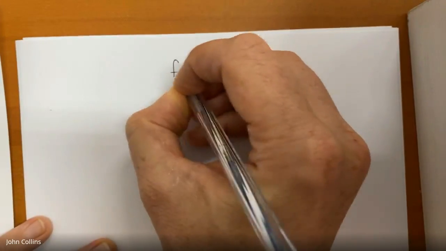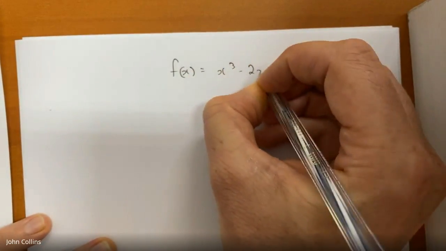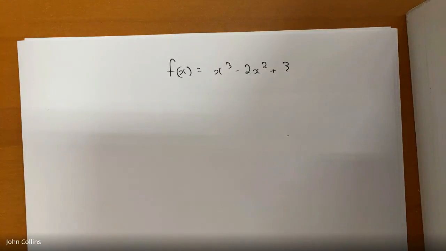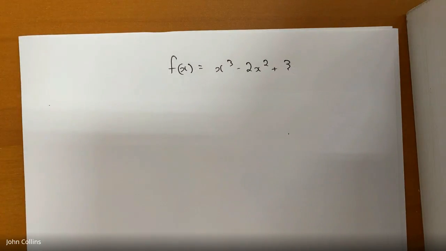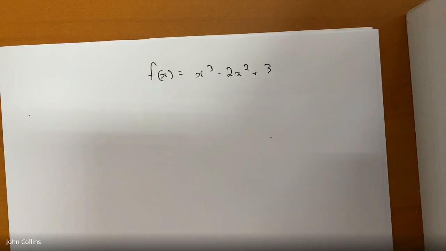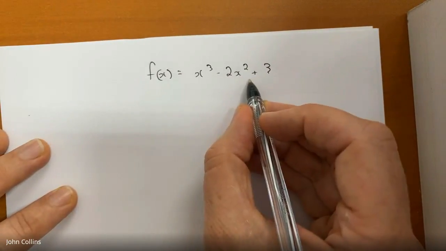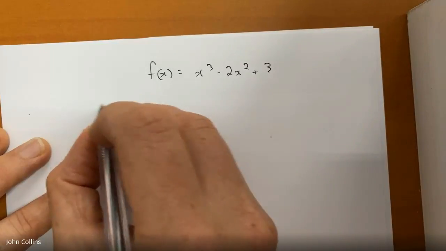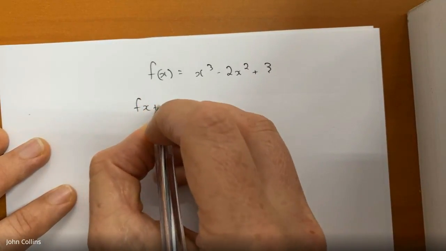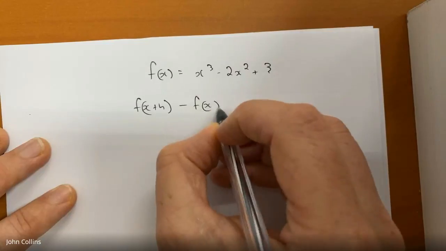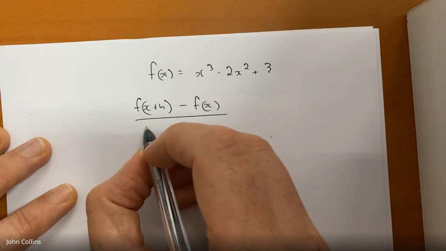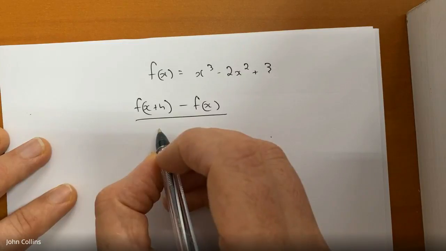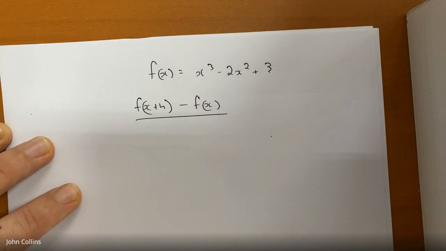So let's do it from first principles. So f(x) is x cubed minus 2x squared plus 3. From first principles, I need the difference in the y's over the difference in the x's. Now, I could put in, and I will put in, why not, the long way. So I'm going to do f(x plus h) minus f(x) all over x minus x plus h. Oh, sorry, yes. All right.